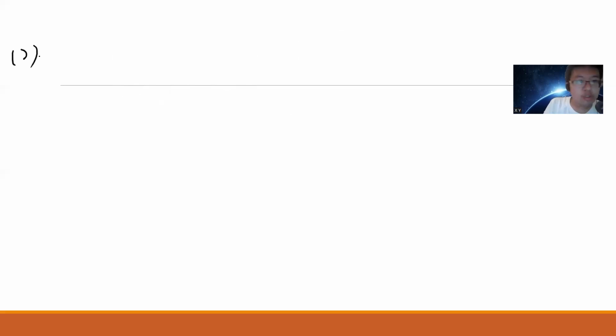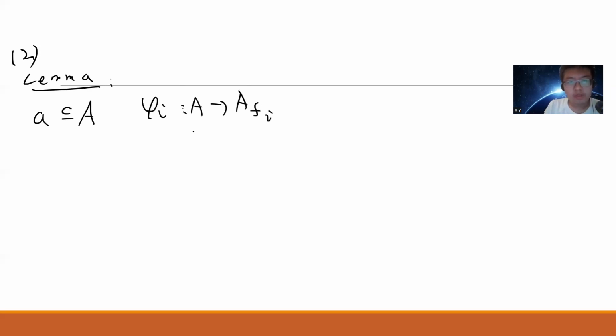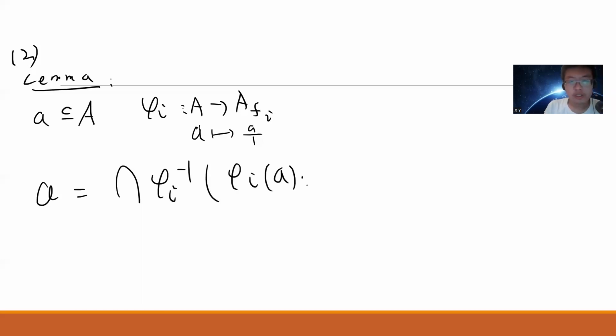The second one is a little bit more difficult. Before we prove it, let's work on a simple lemma. The lemma says that if you take an ideal a of A, and let phi_i be the map from A into A_{f_i}, which simply sends a to a/1 in the localization, then a is the intersection over i of phi_i inverse of phi_i(a) times A_{f_i}. Here the product is a multiplication of ideals.